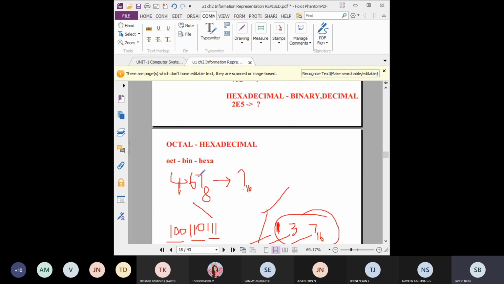Then octal to hexadecimal and hexadecimal to octal. This is the final conversion. What methodology should we use here? You cannot convert directly from octal to hexadecimal or hexadecimal to octal. We need an intermediate called binary. For octal to hexadecimal or hexadecimal to octal, first you should convert the number into binary. Binary acts as an intermediate both ways.